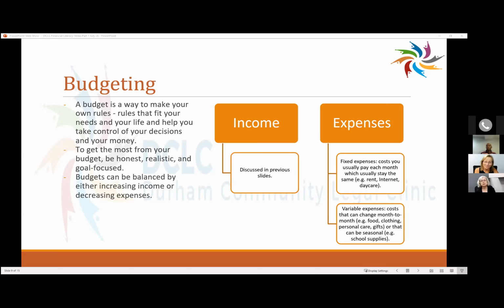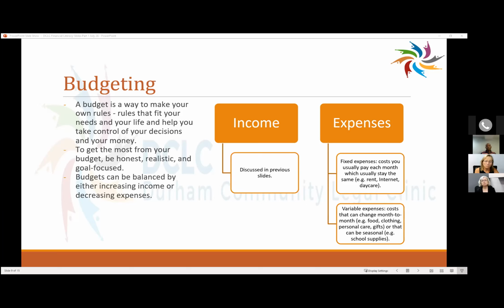So be realistic and honest with yourself when you make your budget. Your budget should have some goals. For example, saving some money for something could be a goal, or paying off a debt or a portion of several debts. Again, be realistic when you set your goals.